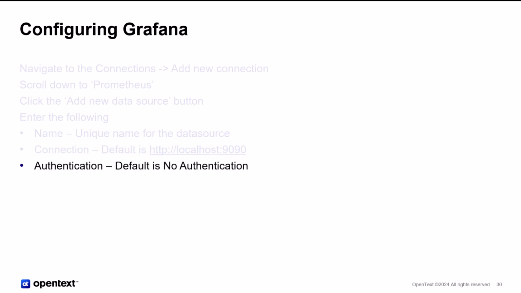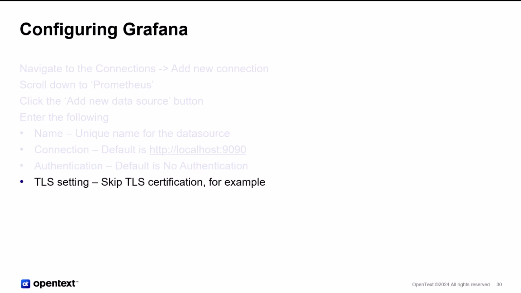The authentication default is no authentication, but if you have hooked up Prometheus so that it does require authentication to log in, then you need to specify those credentials here. The TLS setting, for example, skip TLS certification, needs to be set next. By default, we're using HTTP, not HTTPS. But if you have modified your Prometheus installation to support SSL, then you'll need to specify HTTPS as well as the certificates that you're using.